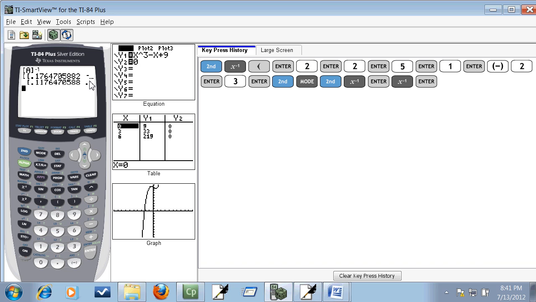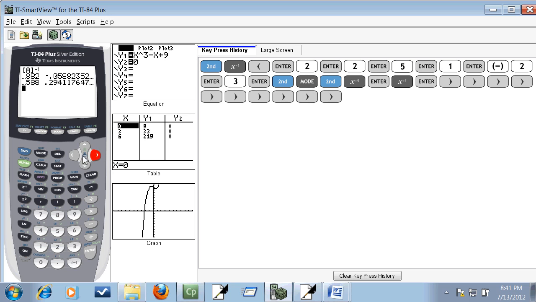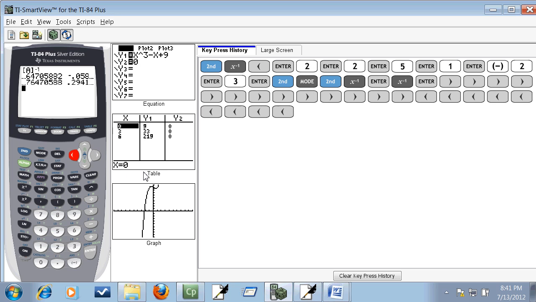Now one thing I'd especially want to point out here, see these three little dots over in the far right-hand side? That means there's more to the right you can't see. To see that, you have to right arrow over to the right. And then to go back, you just push your left arrow. Well, we got decimals. We don't want decimals. So we're going to change it to fraction by doing math, enter, enter.